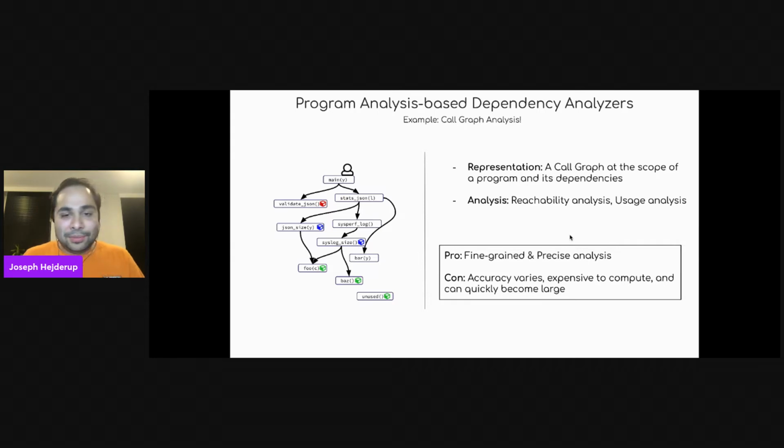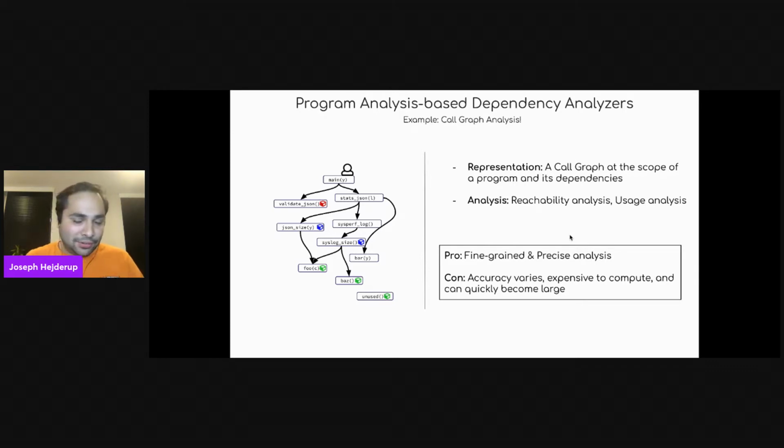So if that function were vulnerable, we can be very clear and say, well, this is not really used by the project. So usually the representation is a call graph, at the scope of a program and its dependencies. And then the analysis, of course, is reachability analysis. And through the call graph, you basically get a usage-based analysis.